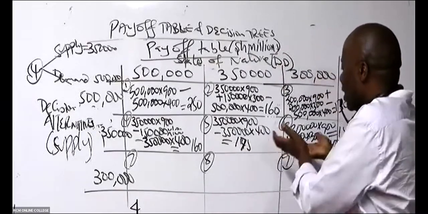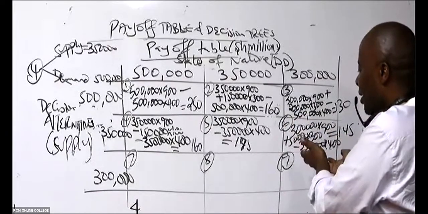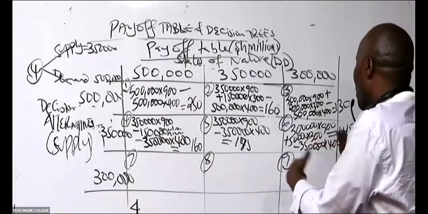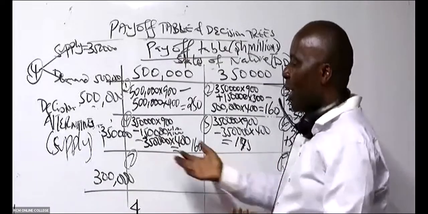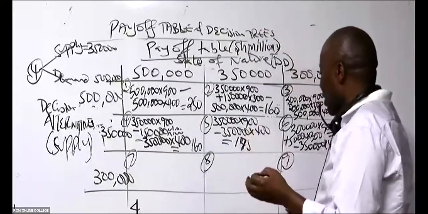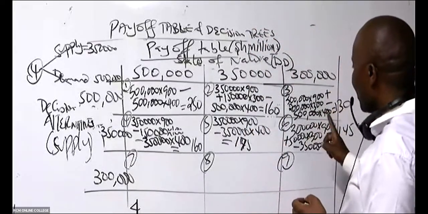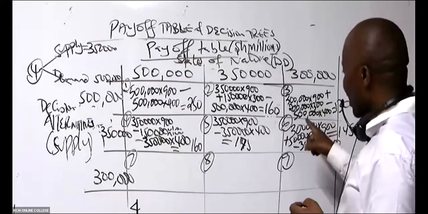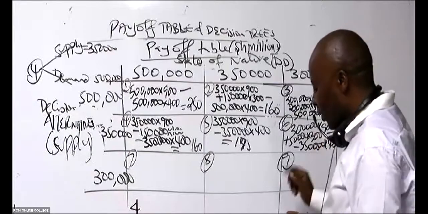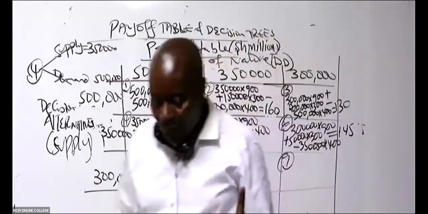So in this case, we'll sell the 50,000 at 300 minus 350,000 times 400, because the cost of production is always pegged on the supply. And then you take your calculator slowly. You say 300 times 300,000 times 900 plus 50,000 times 300 minus 350,000 times 400. All of us now should be very comfortable.